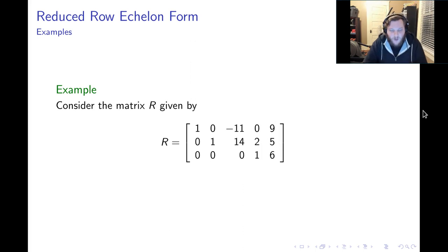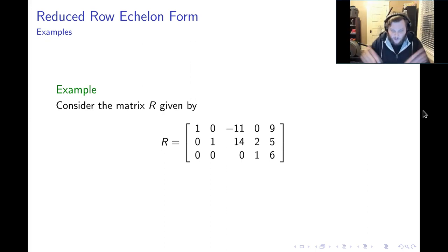So here we have a smaller matrix. This one looks like it's 3 by 5. What are the rules? The first rule says that if there is a row of zeros, it needs to be at the bottom. In this example, there are no rows that are all zeros, so we don't have to worry about the first rule. First rule passes.